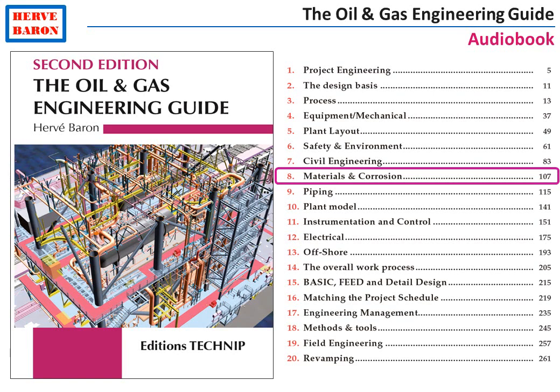Welcome to Chapter 8 of the Oil and Gas Engineering audiobook. In this chapter, we describe the work and the deliverables of the Materials and Corrosion discipline. This discipline is in charge of selecting the material of construction of all equipment and lines.